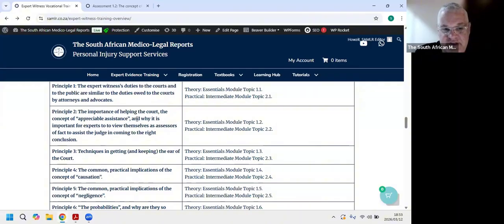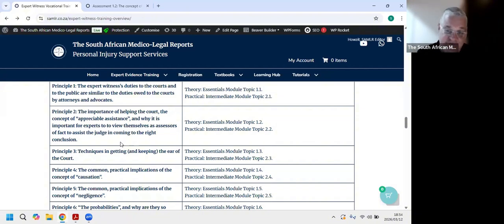Principle 2, for instance, is the importance of helping the court, the concept of appreciable assistance, and why it is important for experts to view themselves as assessors of fact to assist the judge in coming to the right conclusion. Now, those of you who've already done the intermediate and advanced training will recognize this principle, and there are a number of other principles where you will recognize the principle.